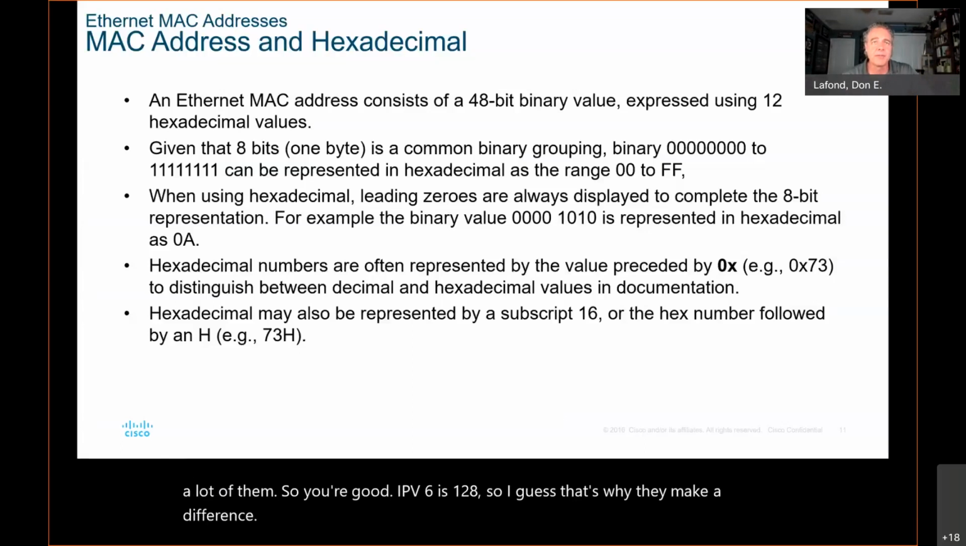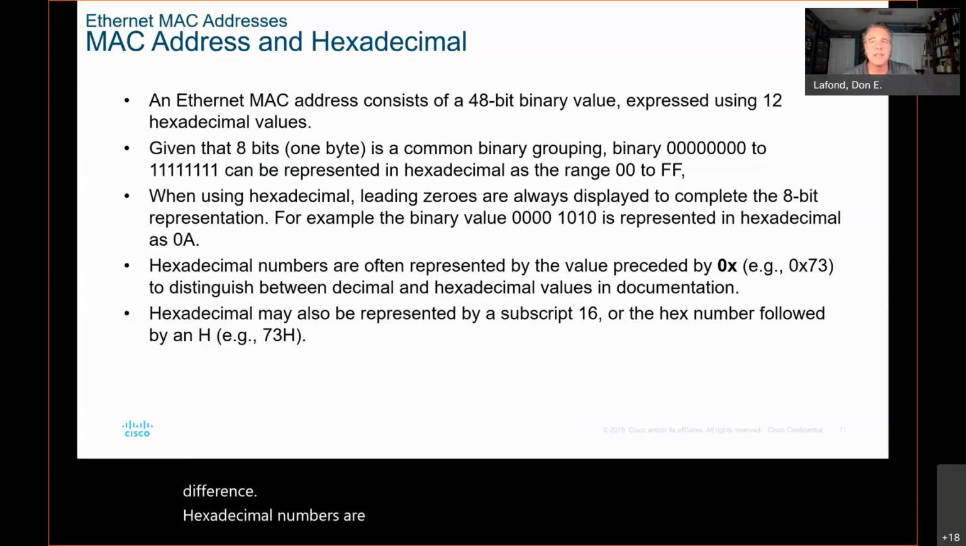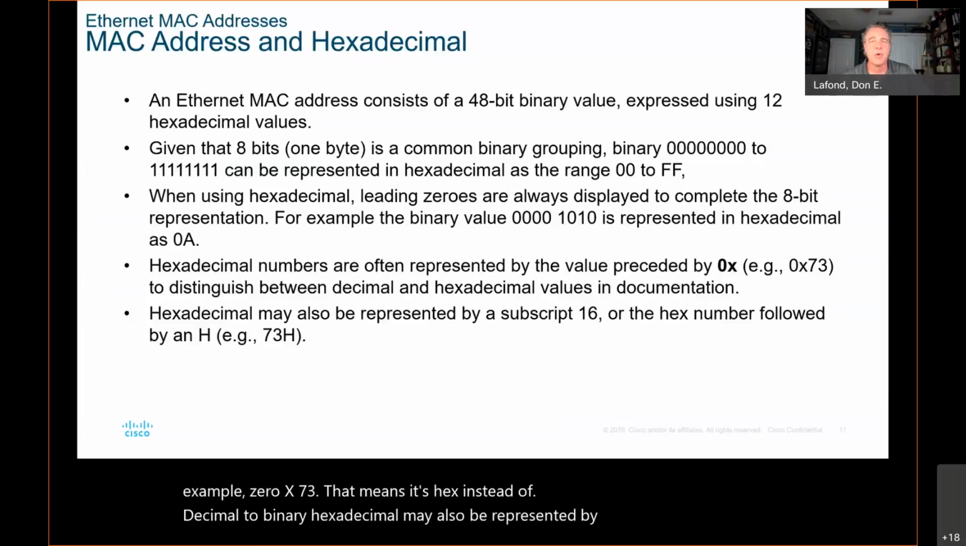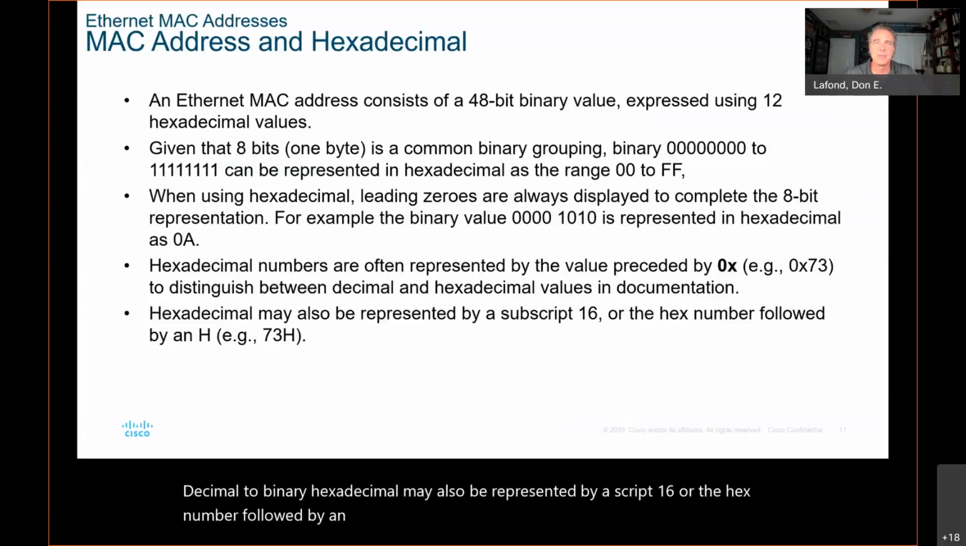Hexadecimal numbers are often represented by the value preceded by a 0x. For example, 0x73, that means it's hex instead of decimal or binary. Hexadecimal may also be represented by a subscript 16 or the hex number followed by an H.